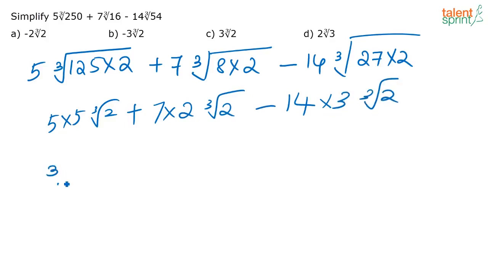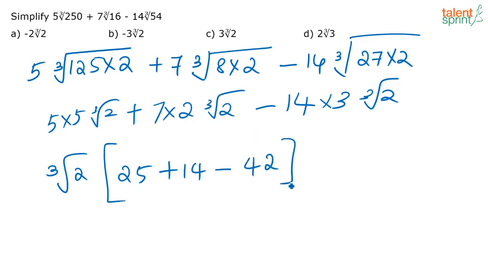You have a cube root of 2 here. So this cube root of 2 is becoming common to all the 3 terms. So what is this? 5 5s are 25, plus 7 2s are 14, minus 14 3s are 42. Correct? So 25 plus 14 minus 42, or you have 39 minus 42, that is minus 3. Correct? So your answer is minus 3 into cube root of 2. So for this question you have to solve it completely like this to get the answer. So the correct answer here is option B.